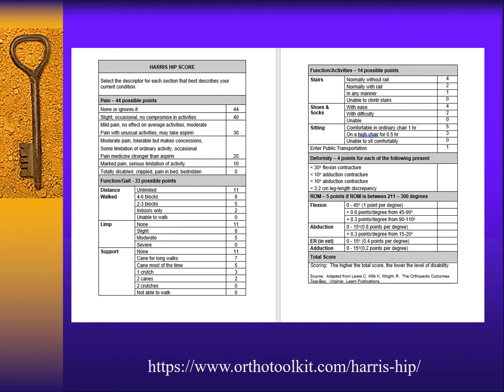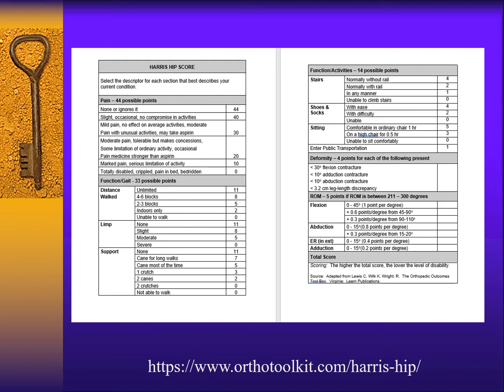And I would recommend that when you use this clinically, there are several online calculators that work really, really well in tabulating the score. The first areas relating to pain and function, and even the deformity component, are not that hard to score. But when it gets to the range of motion, you're trying to determine how much total range of motion the patient has for flexion, abduction, external rotation, and adduction.